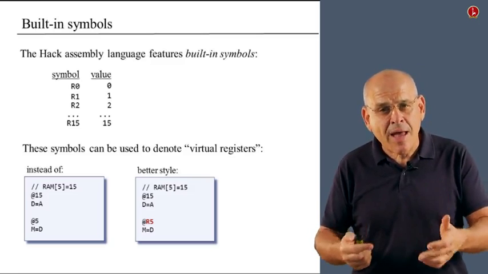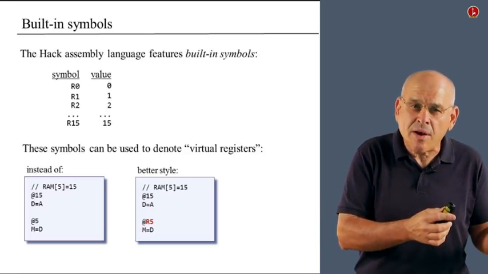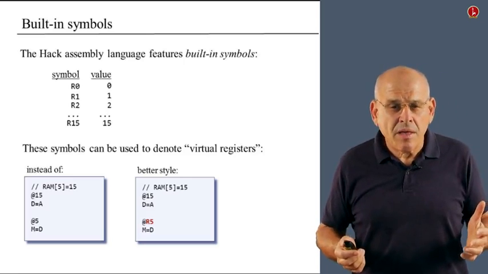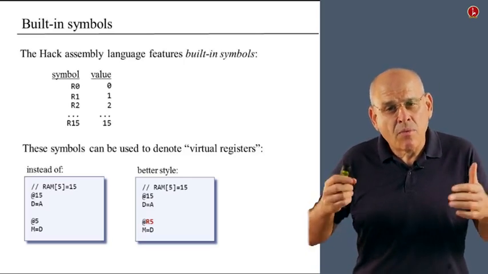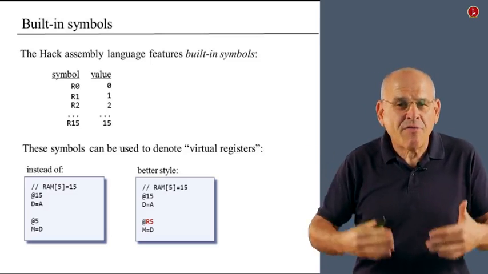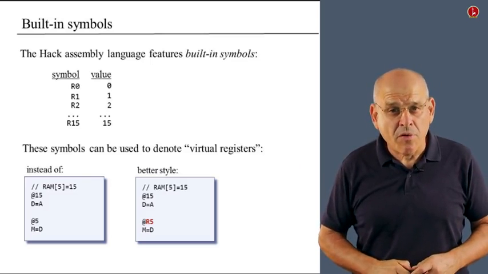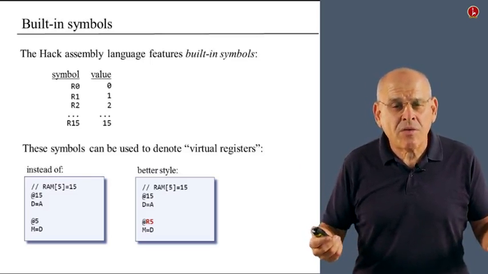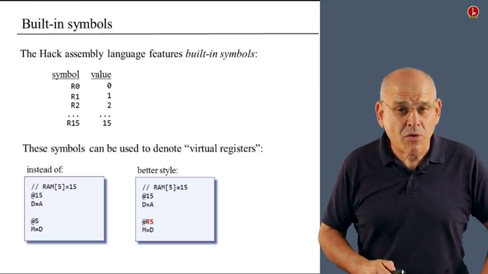So in the second example that you see on the right, it's a very small difference compared to the left one, but it's much more readable. And also, effectively, the program will do exactly the same thing, because once it gets translated, the R5 will change to 5, and then we are back to where we were before. So this is the motivation why we recommend using these so-called virtual registers.